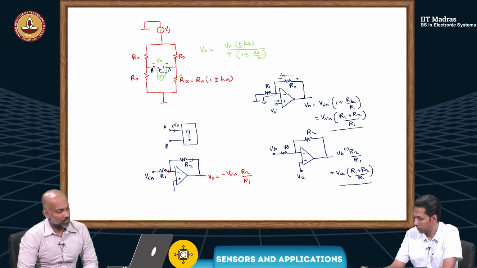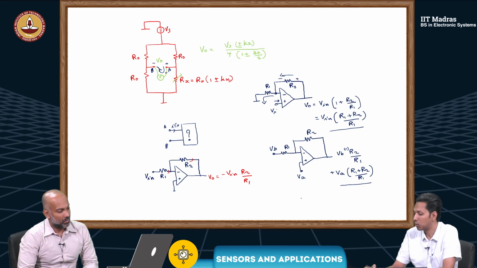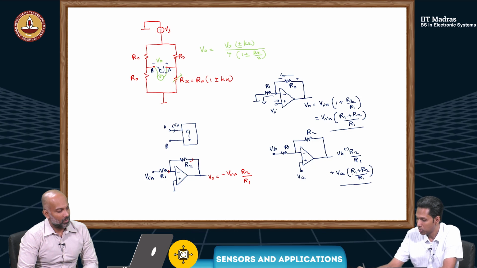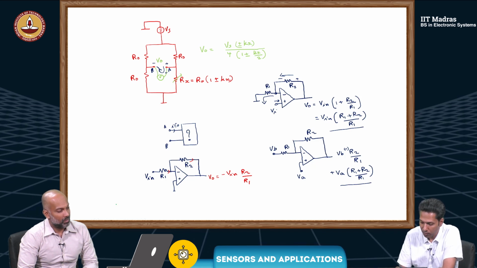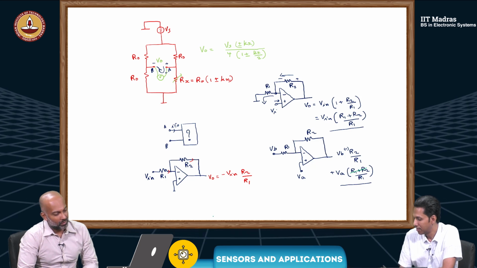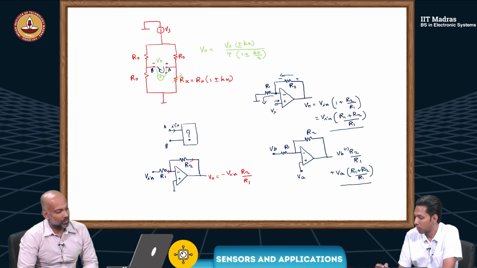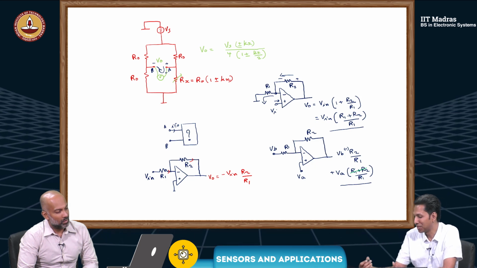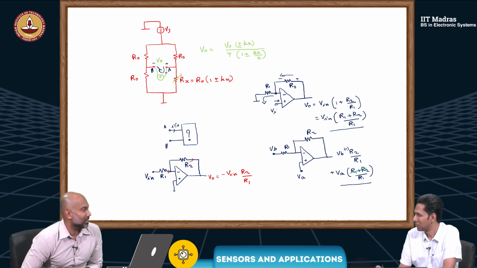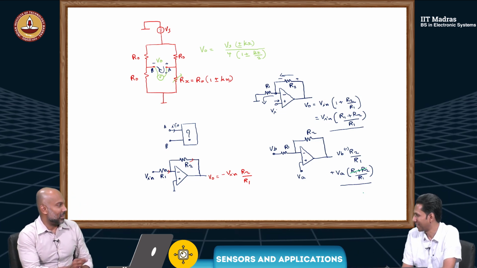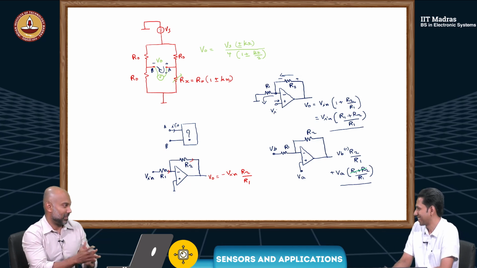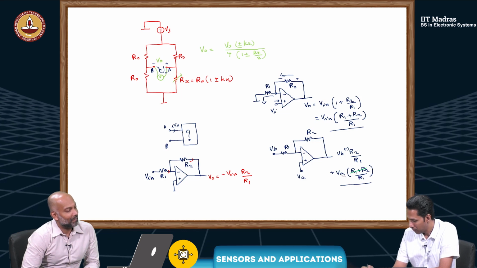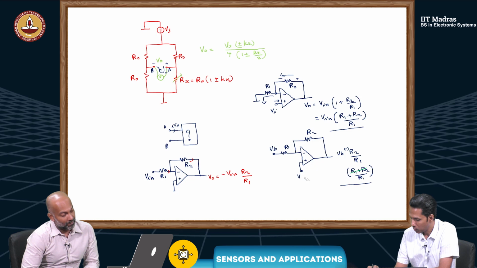Now, if I want to make this VA minus VB into R2 by R1, that means I have to somehow cancel this and bring R2 there. Suppose I can cancel this and replace this with R2. Then you have VA into R2 by R1 minus VB into R2. Then you have a nice gain plus the difference.